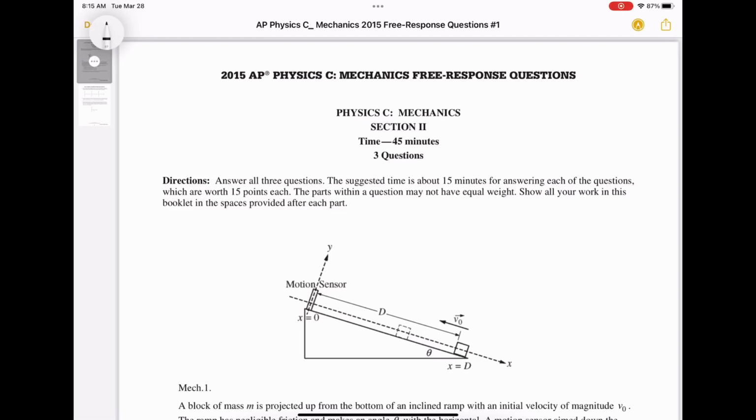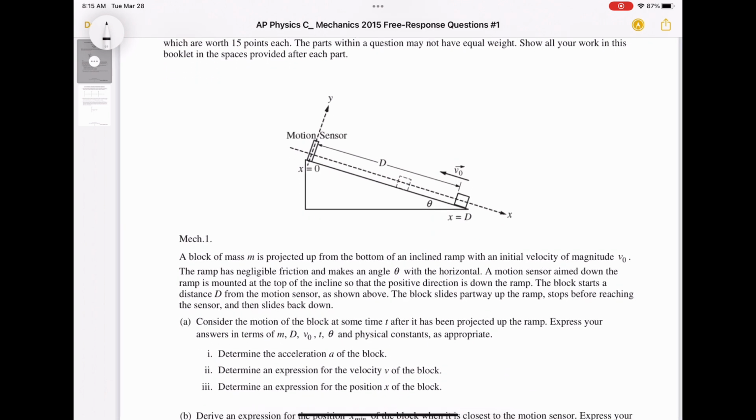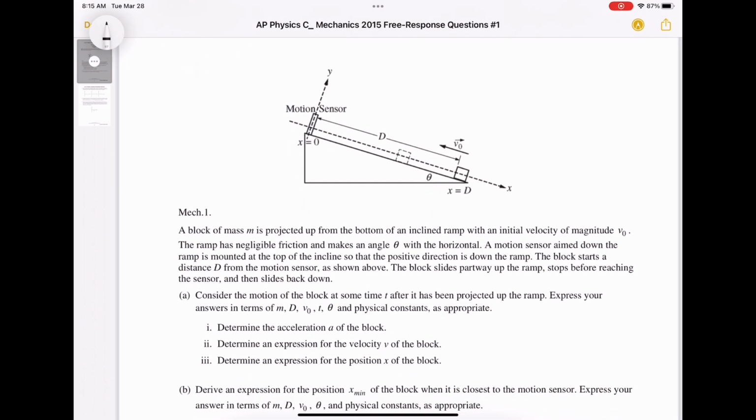Hello, today we are looking at the 2015 AP Physics C Mechanics number 1. So this is actually a kinematics question, at least most of the parts of it are kinematics. And so let's go ahead and look at this question.